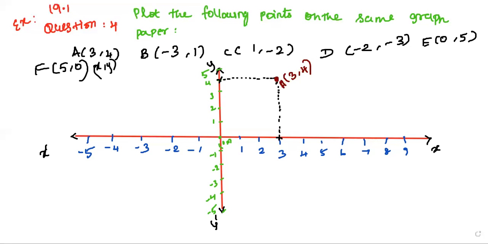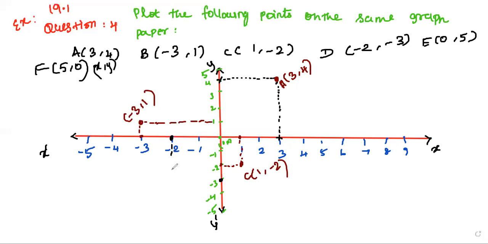Yes. So the next one is B (negative 3, 1). Negative 3 means negative 3 in the x-axis, 1 in the y-axis. This is (negative 3, 1). Then (1, minus 2): 1 in the x-axis, minus 2 in the y-axis. Just mark this point as C (1, minus 2). I hope you are able to follow. D is (minus 2, minus 3), which means minus 2 in the x-axis, minus 3 in the y-axis.